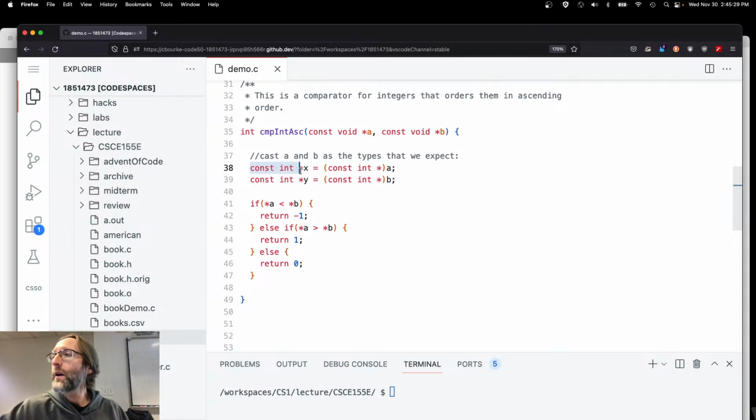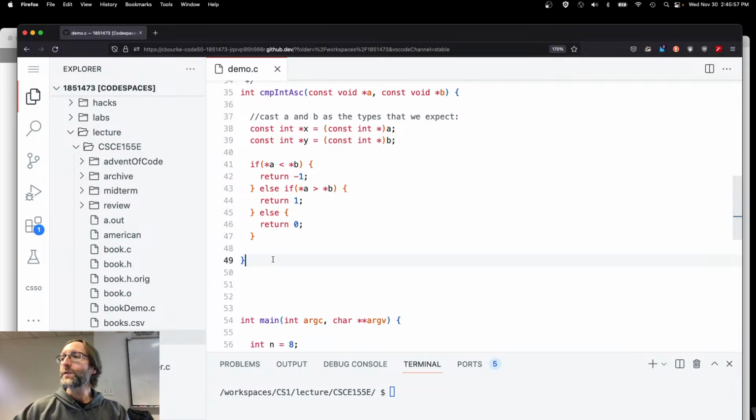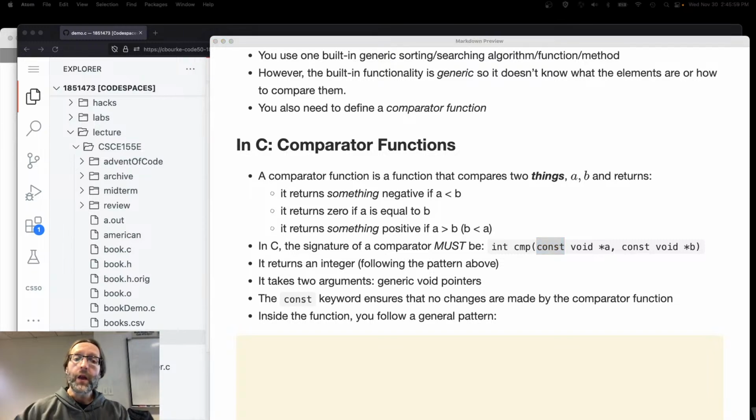What am I doing here as far as something that we've seen before? Remember malloc. Malloc gives you a generic void pointer. What do you do with that generic void pointer? You typecast it to force it to become a string, a char star, or force it to become an array of integers, right? I'm doing the same thing here. I am forcing this generic void pointer to become an integer so that I can actually make some comparisons here. Okay? There's our first comparator. They're all going to follow that same basic pattern, right?